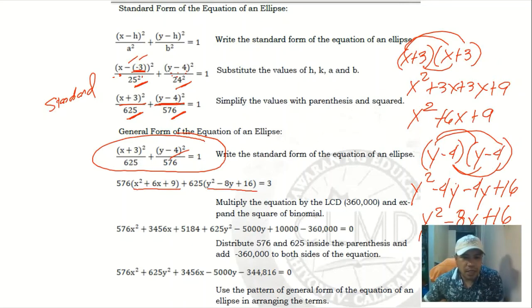576 times 625 should be equal to 360,000. 625 times 576. So, 360,000 na lumabas. Ayan. So, 360,000, may denominator tayo dito.